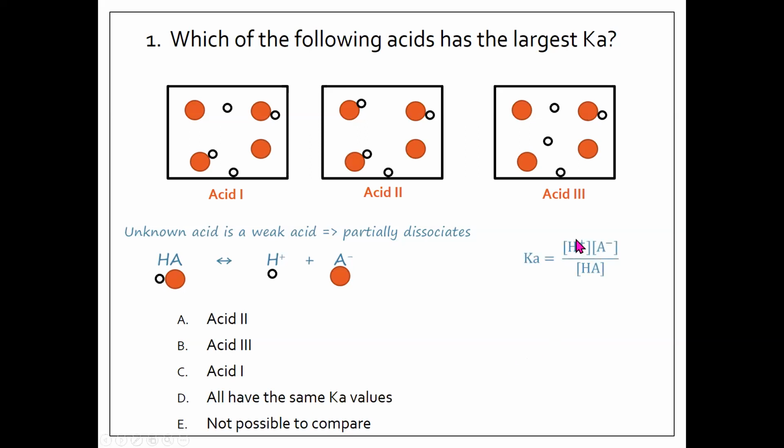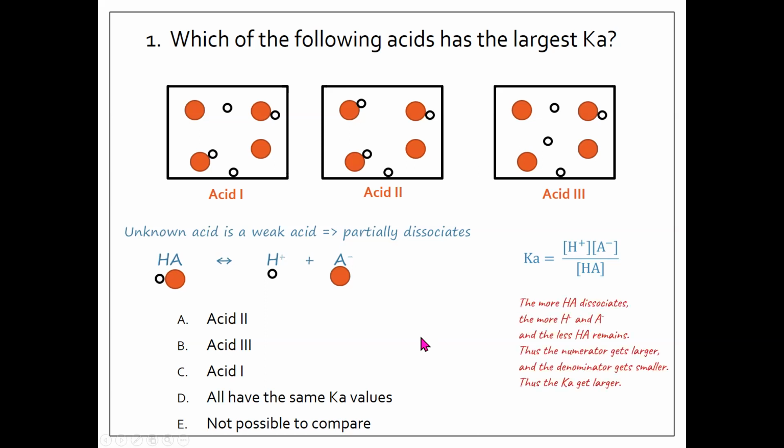And remember, the K is the products over the reactant. So that's going to be the proton concentration times the concentration of the conjugate base over the conjugate acid. So this ratio, products over reactants. So the largest Ka, even though this is a weak acid that only partially dissociates, will have the most products, so the most of these ions totally separated out. And as we have more products, this numerator gets larger and the denominator gets smaller. So that's going to mean that the Ka gets larger.